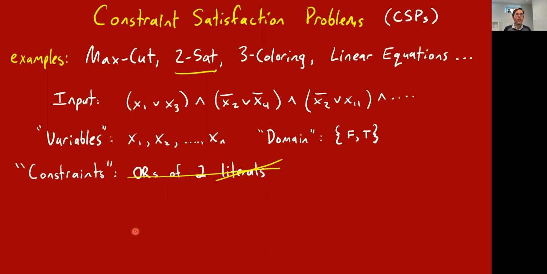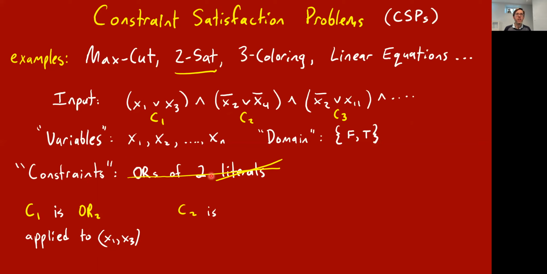So in fact, I don't want to say that the constraints are ORs of two literals. I want to say it differently. So in my little example here, let me call the clauses, or constraints as I'll start to call them, C1, C2, C3, and so forth. Let's take a look at C1. C1 is nothing too funny. C1 is the OR function, or the OR predicate, or the OR constraint, or the OR relation. Those are all synonyms, applied to variables x1 and x3.